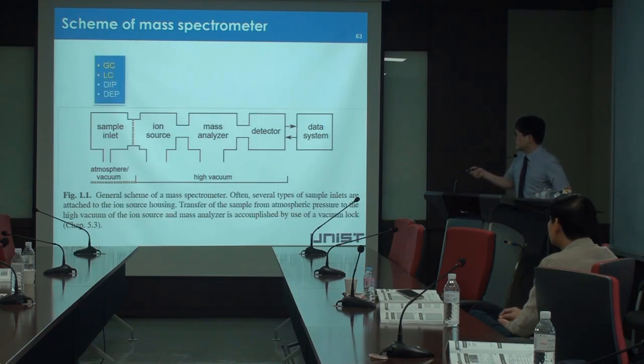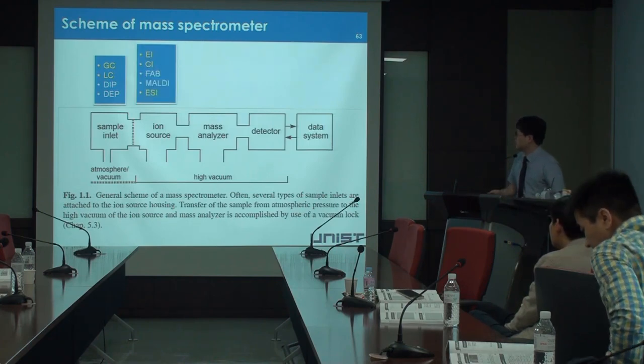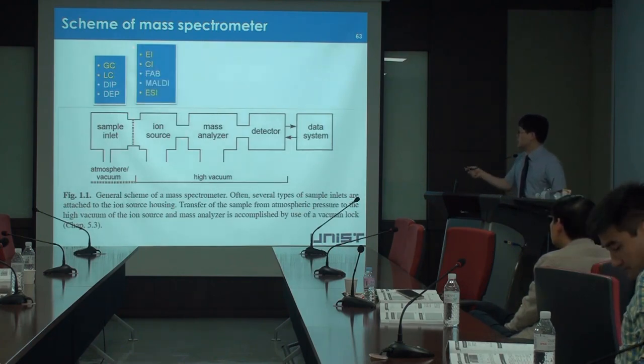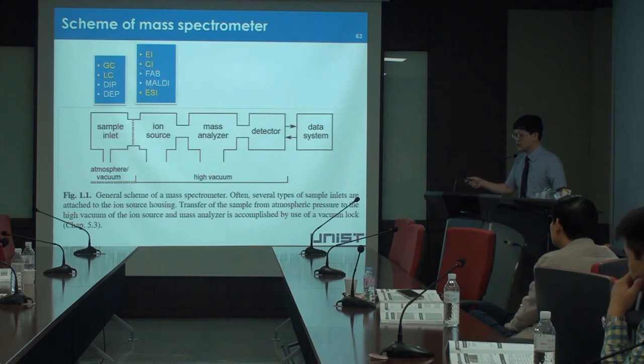For example, for the sample inlet, GC and LC we have already studied. Another option is DIP and DEP. And for ion source types, EI, CI, FAB, MALDI, and ESI are used. So there are actually many options.